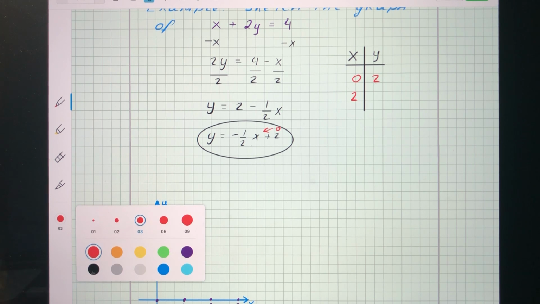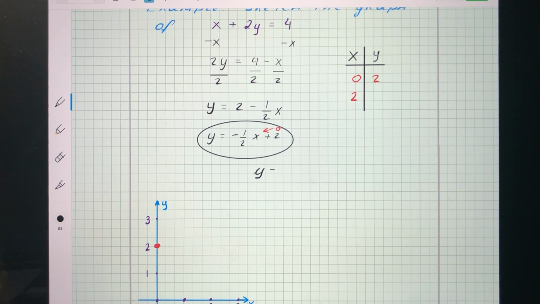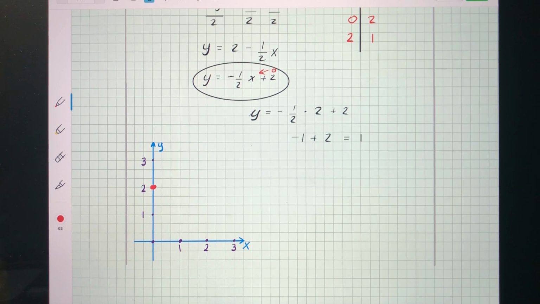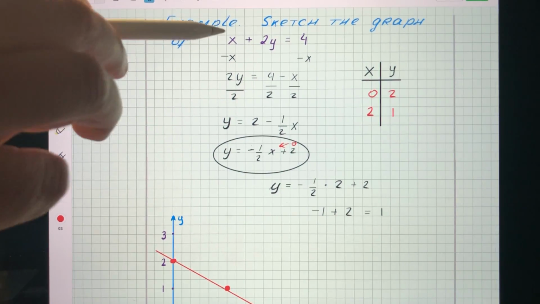So if x is 2, then we have y equals negative 1/2 times the x, which is 2, plus 2. Well, 2 times negative half is negative 1, plus 2. And negative 1 plus 2 is equal to 1. So if we plug in 2 for the x, we get 1 for the y, and that point, (2, 1), is right here. So these are the 2 dots that we need to make the sketch. If we connect the 2 dots, we will get the graph of a line that is given by this equation.